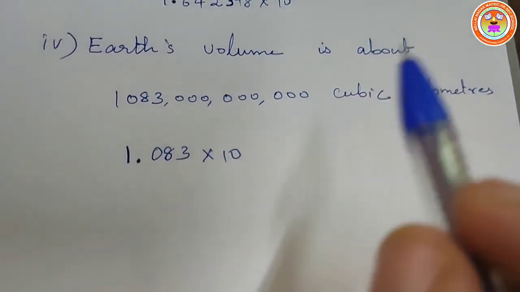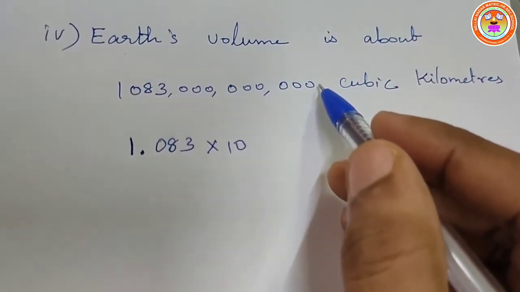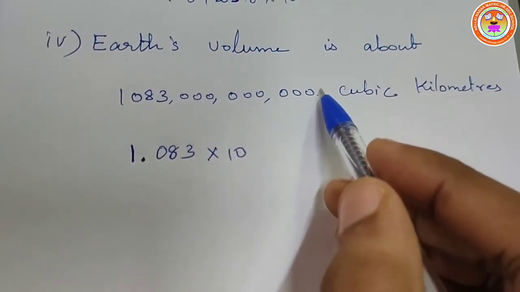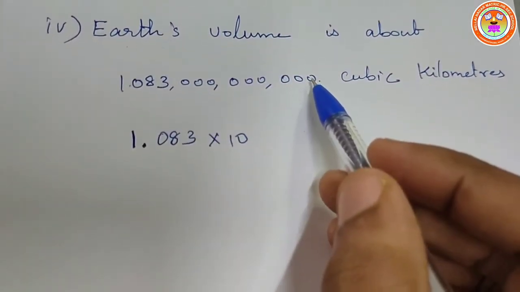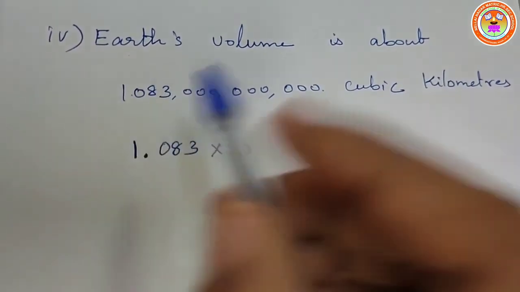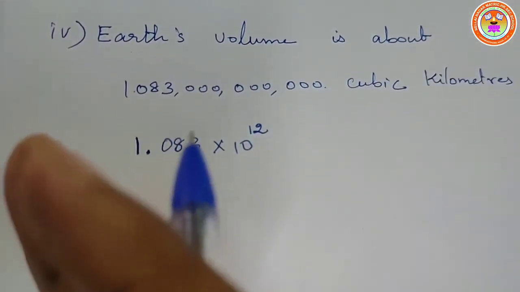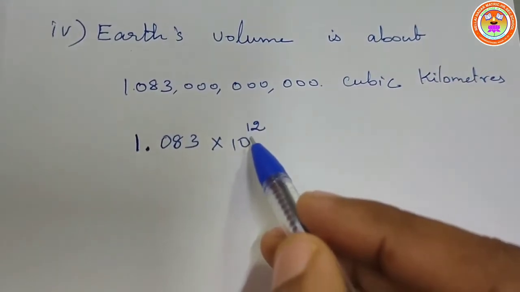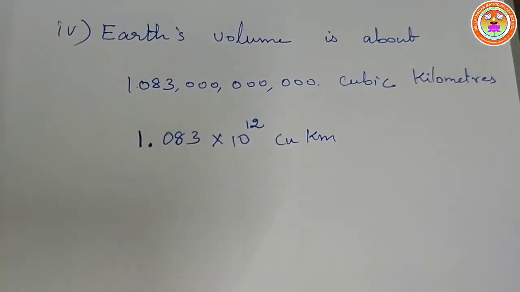Now where is the decimal in the standard form number? Here it is. This decimal point is moving from the right-hand side to this place, where we have put it. So how many places is it moving? 1, 2, 3, 4, 5, 6, 7, 8, 9, 10, 11, 12. So you have to put 12. The decimal is moving to the left, that's why it's positive. 10 power 12 cubic kilometer. Units also you have to write.